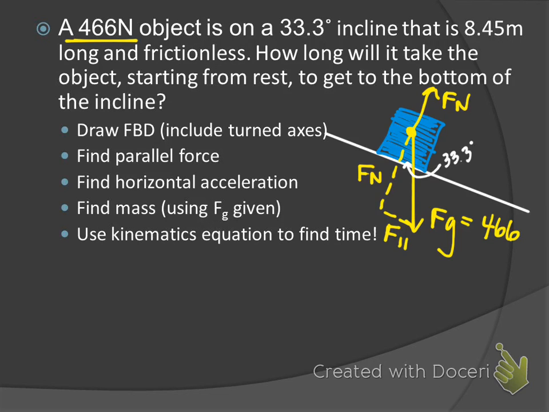All right, let's go ahead and find both of those components. So our F parallel is always going to be equal to sine if you draw your diagram this way, which is 466 sine of 33.3 degrees. Make sure your calculator's in degrees, not radians.